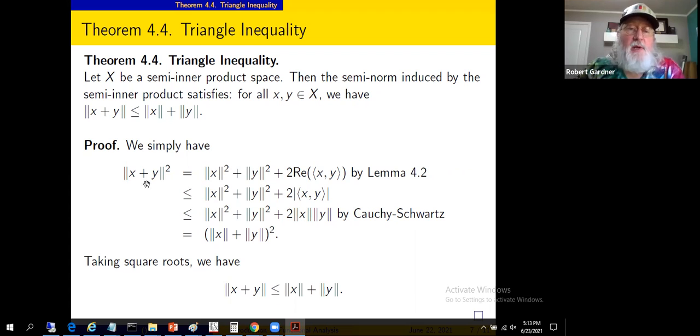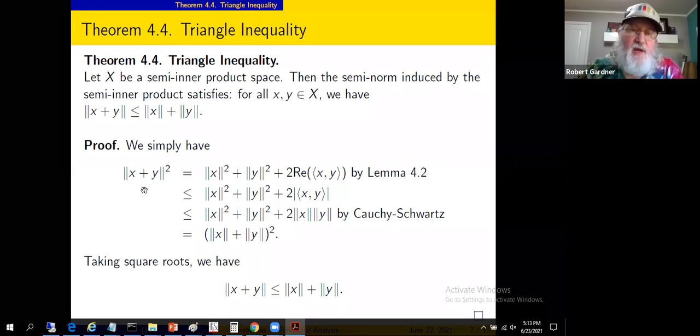goes simply as, let's take the norm squared, which we saw by expressing that in terms of semi-inner products. The semi-norm squared. So we're back to that stuff. The semi-norm squared equals the semi-norm of x squared plus the semi-norm of y squared plus twice the real part of the inner product, the basic identity.